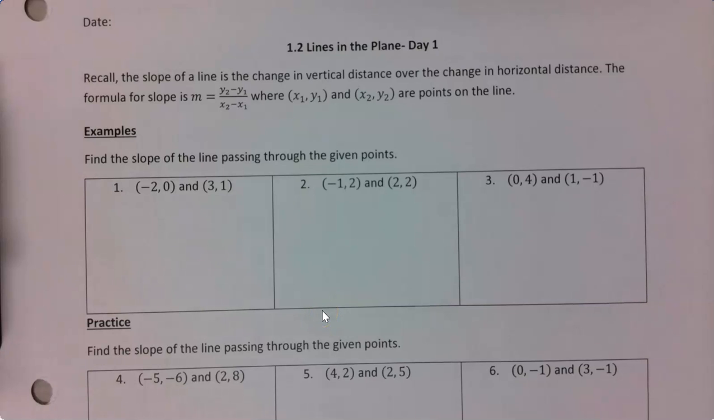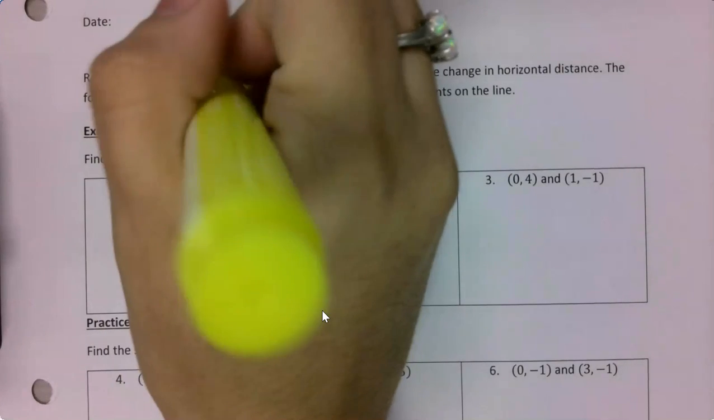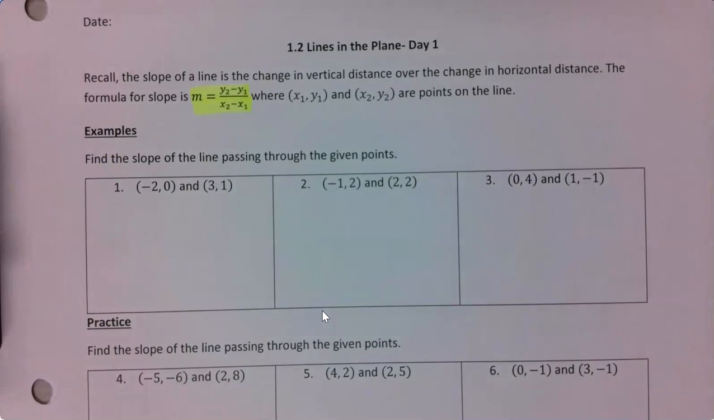So today we are talking about lines in the plane. The first thing we're going to talk about is slope. Remember, this is change in y over change in x. And the specific formula is y sub 2 minus y sub 1 over x sub 2 minus x sub 1, where x1, y1 and x2, y2 are points on the line.